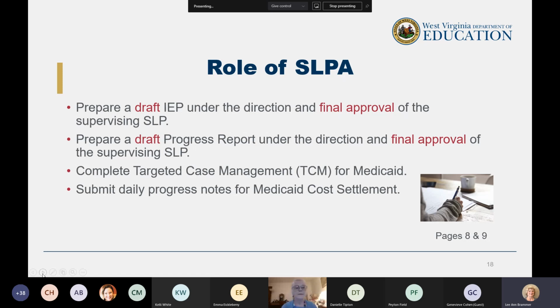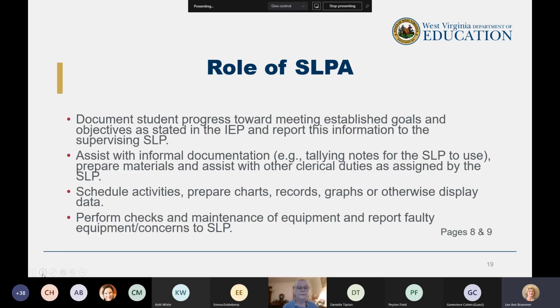You do the targeted case management if that's something that you've done. And you also submit the daily progress notes for the Medicaid cost settlement. You can't bill for those services, but yet that helps with the cost settlement. So you still submit those progress notes. And that's something that the supervisors should want to review, because that's how they can keep up with the students that you serve. And then you're documenting progress, you're working at those established goals, you're tallying the notes, you're doing the scheduling with the supervisor, and you're performing the checks and the maintenance of equipment.